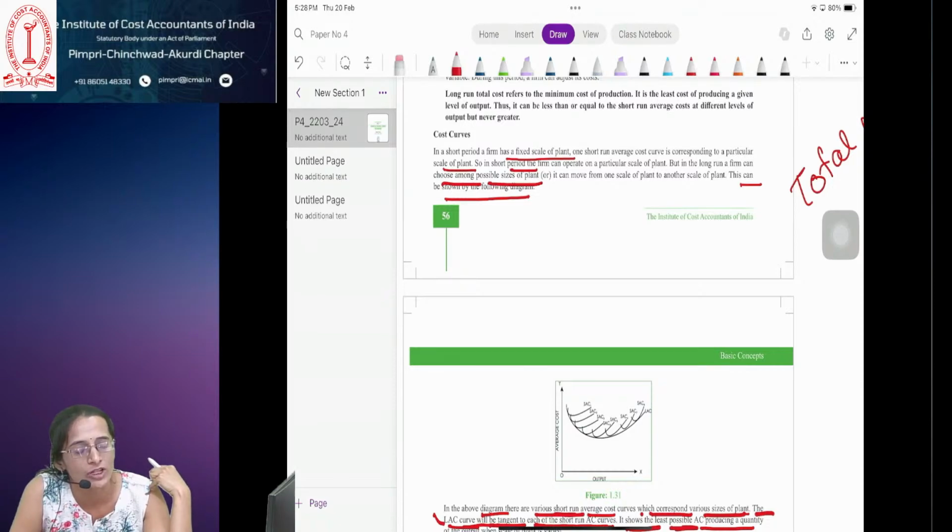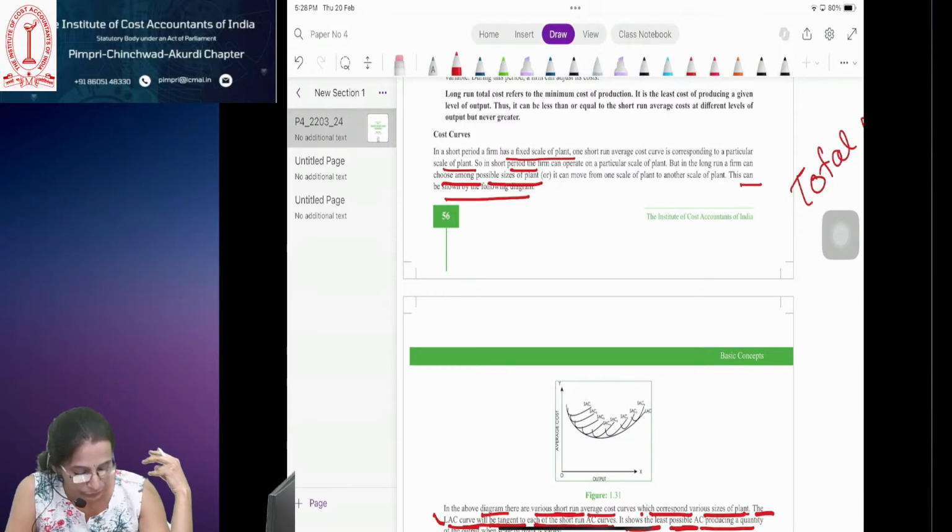What is the short run average cost? You know average cost. We discussed in the previous lecture: total cost divided by the variable component. That is average cost. So what is short run average cost? It is the average cost that the organization incurs in the short run divided by the variable factor in the short run, right?